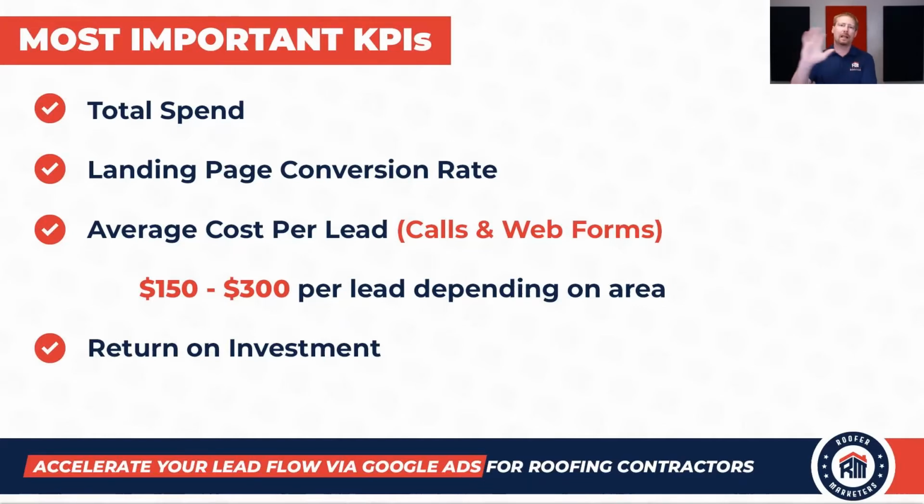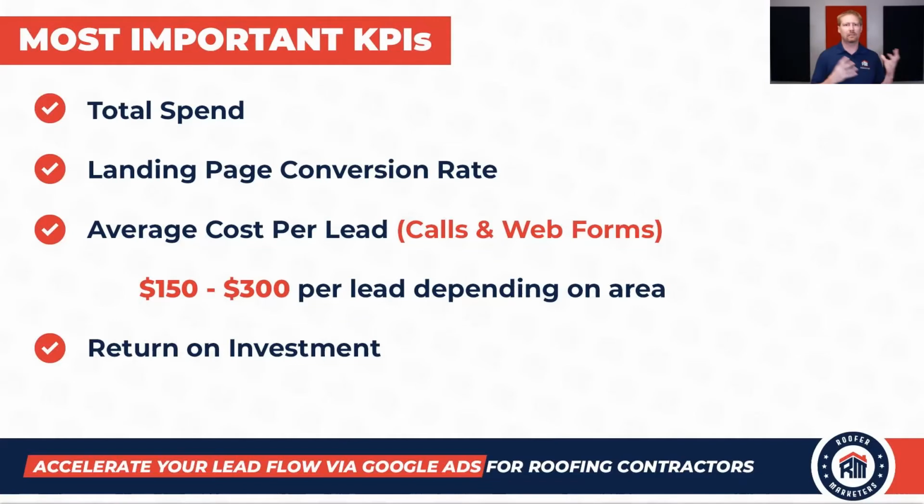So the first thing we're looking at is total spend. The next thing we're looking at is landing page conversion rate. This is so important, right? I said all of the traffic needs to go to a landing page. So what a landing page conversion rate is, how many clicks did it take to get a phone call or a form submission from your landing page? So if 5 people clicked on your ad and 1 person converted into a phone call or a form submission, you would have a 20% landing page conversion rate.